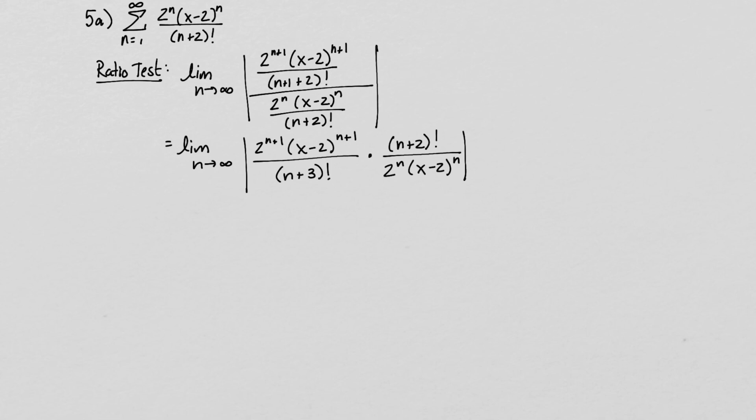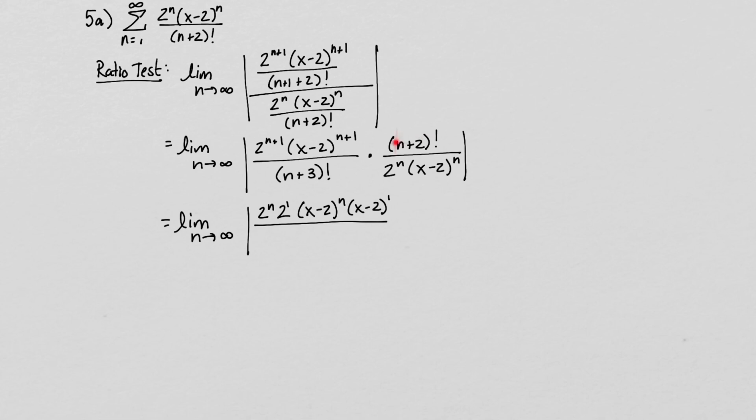Okay. So now, what we're going to do is, if I look at this, I can break up some of these. So I'm going to take a step to break these up. So 2 to the n plus 1 is 2 to the n times 2 to the first. x minus 2 to the n plus 1 is x minus 2 to the n times x minus 2 to the first power. This is all over n plus 3 factorial.